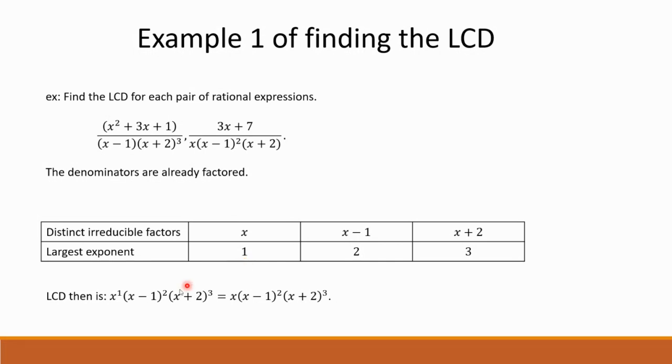Now, what do we do? We have x to the first times x minus 1 squared, right? We're raising each to the largest exponent. x to the first times x minus 1 squared times x plus 2 cubed. So that's what we get here. Now, we don't have to write the 1 because, by convention, people don't write it. If you did happen to write it as x to the first, I'm not going to take points off. That's fine. So, are there any questions about this example?